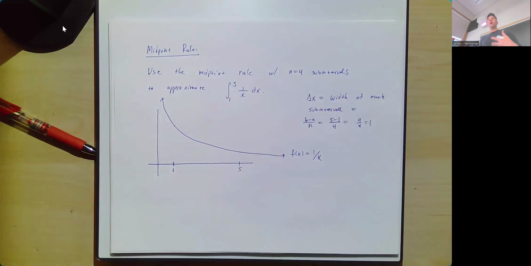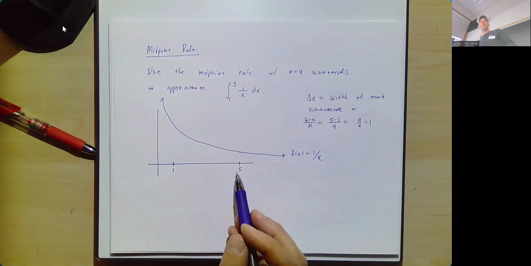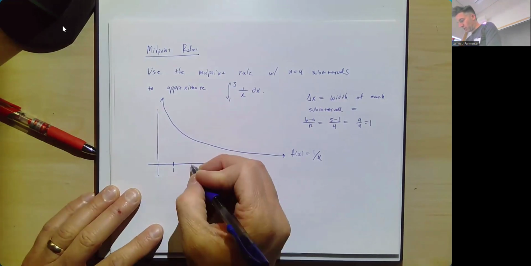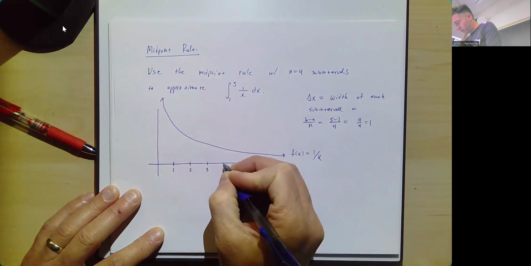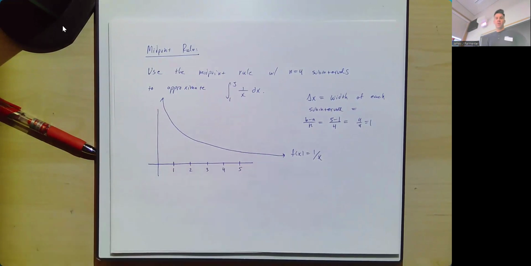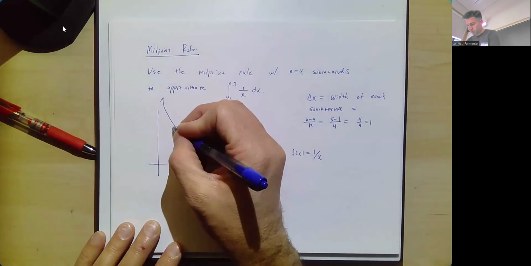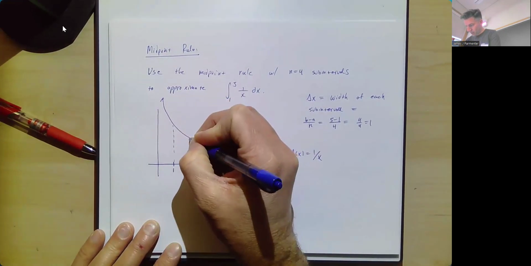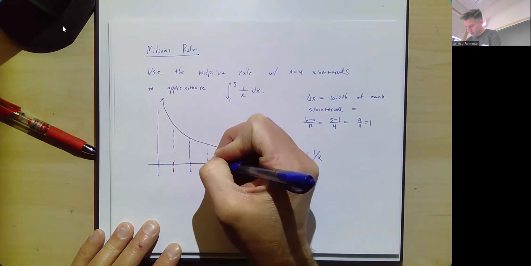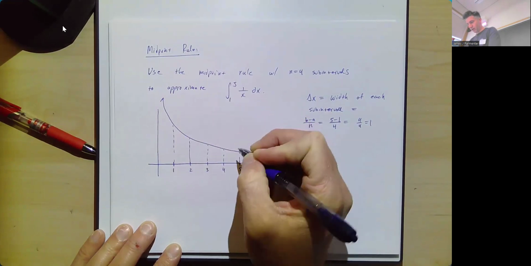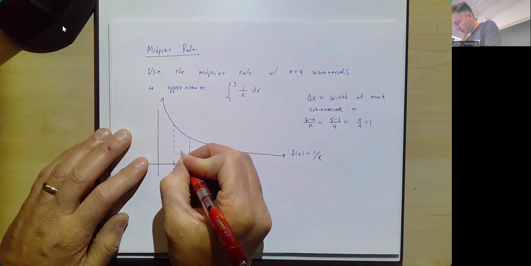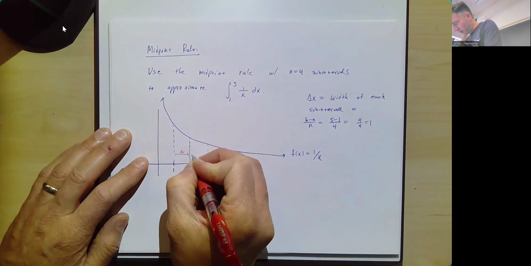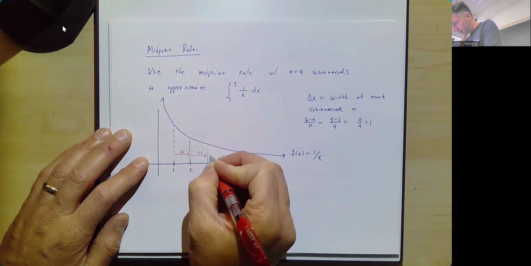So we're going to break this interval from 1 to 5 up into 4 equal subintervals. We're just going to say 1, then 1 plus 1 is 2, 2 plus 1 is 3, 3 plus 1 is 4, and 4 plus 1 is 5. Those are our subintervals. Each subinterval has a width of delta x, and all of these subintervals have the same width.